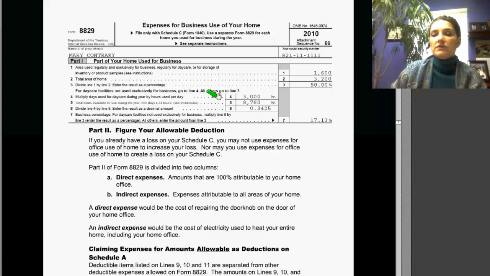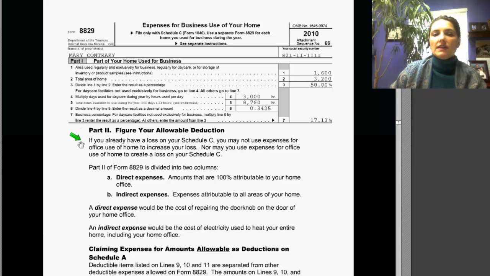She enters the number of hours that the home is used for daycare, 3,000, divides that by the number of hours in a year to get the ratio of 0.3425. 34.25% multiplied by 50% gives us 17.13%. Next, we're going to look at Part 2, Figuring Your Allowable Deduction.